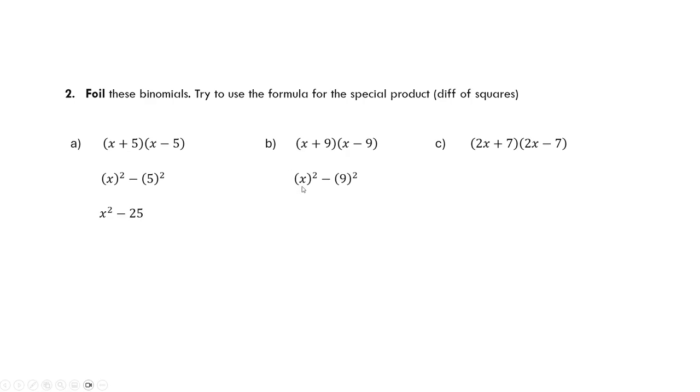X squared is a perfect square, 9 squared, perfect square, separated by a negative sign, so it is a difference of squares. 2x times 2x, 2x squared, 7 times 7, 7 squared, separated by a negative sign. There's our difference of squares.